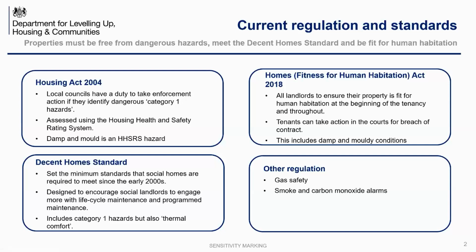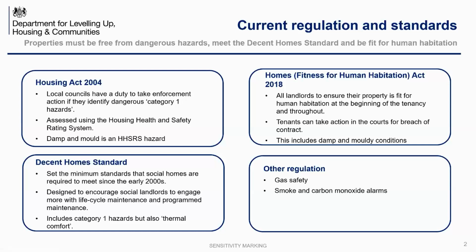Now, damp and mould is one of the hazards they assess, and they assess this using something called the Housing Health and Safety Rating System, or the HHSRS. Now, we're reviewing that system. We want to make sure it works as well as possible, and we're going to be publishing some results of our review soon. As I said, damp mould is an HHSRS hazard. So the local council, if a tenant is concerned about levels of damp mould in their property, they can contact the council. The exception, as I say, is council tenants, who William will talk a bit later on about what they can do.